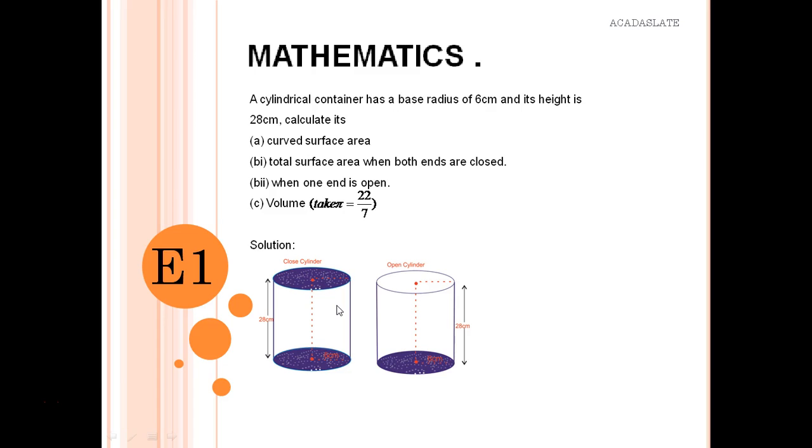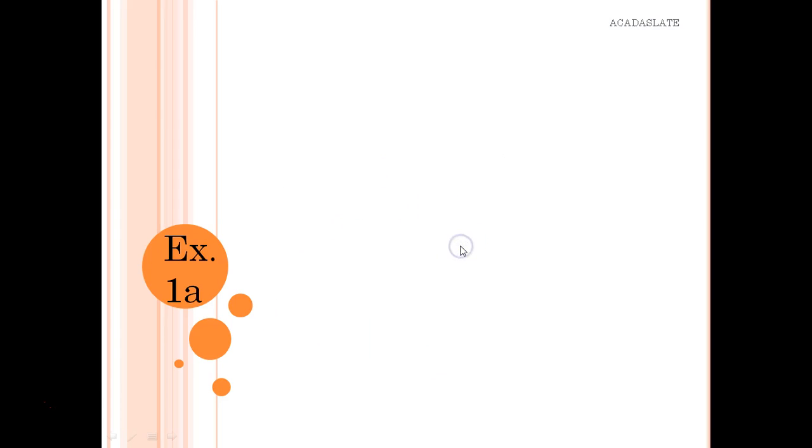We represent the cylinder in a diagram. You can see the diagram. This is a closed cylinder, and this is the vertical height of 28 cm, and this is the radius, 6 cm as well. And you can see for the open cylinder the same 6 cm and 28 cm. So since the radius is given as 6 cm and the vertical height as 28 cm, and we are asked to take pi as 22/7, now we will find the curved surface area.